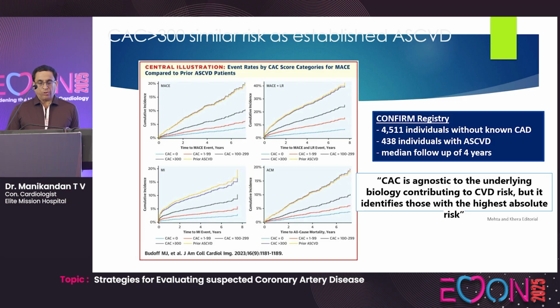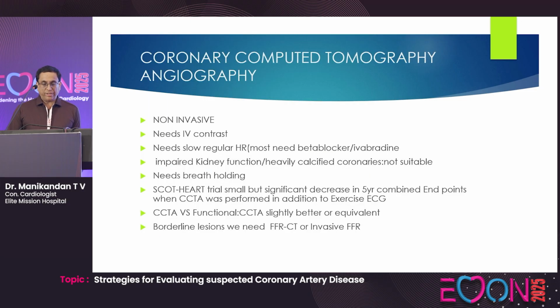The CT coronary angiogram is non-invasive, needs IV contrast, needs a slow, regular heart rate, and impaired kidney function and heavily calcified coronaries are a problem, and it needs breath holding. And the SCOT-HEART trial showed a small but significant decrease in 5-year combined endpoints when coronary CT angiogram was performed in addition to exercise ECG. CT coronary angiogram versus functional, CCTA is slightly better because it can assess non-obstructive disease also. For borderline lesions, we need FFR-CT or an invasive FFR.